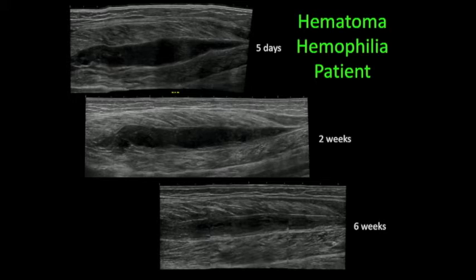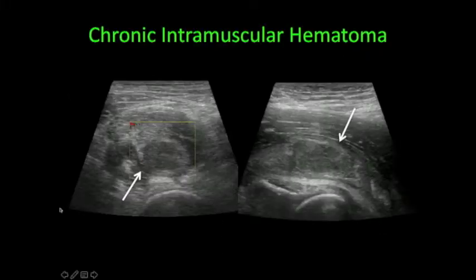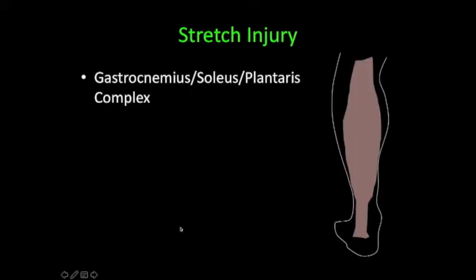It should get smaller with time. And lastly, just another example of a chronic hematoma that's got a retracted and more hyperechoic appearance. So moving on to specific types of injuries that can occur, and we see this really commonly in the lower extremity, which is why I wanted to focus on it.